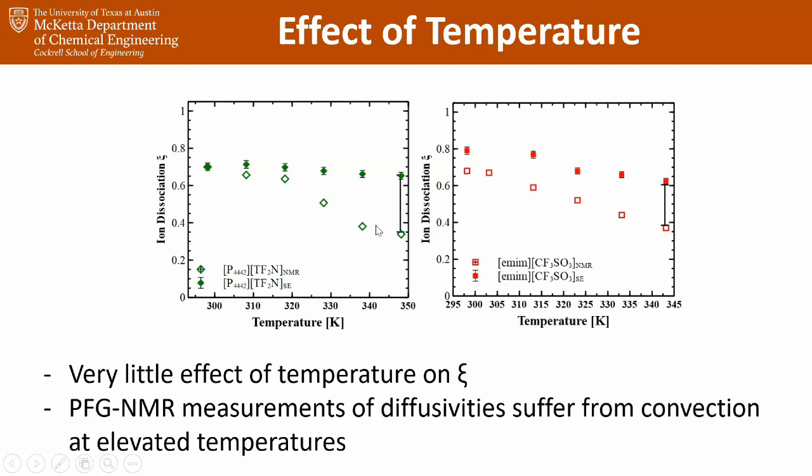And the actual NMR measurements suggest a large decrease in the ion dissociation as you increase the temperature. And that is not reflected in the version for the density, viscosity, and conductivity measurements. And as I said, we really think this is consistent with what other people have pointed out, these convection problems, so that the diffusivities for the NMR measurements are actually erroneously high. So you're not getting good estimates of this ion dissociation with increasing temperature.